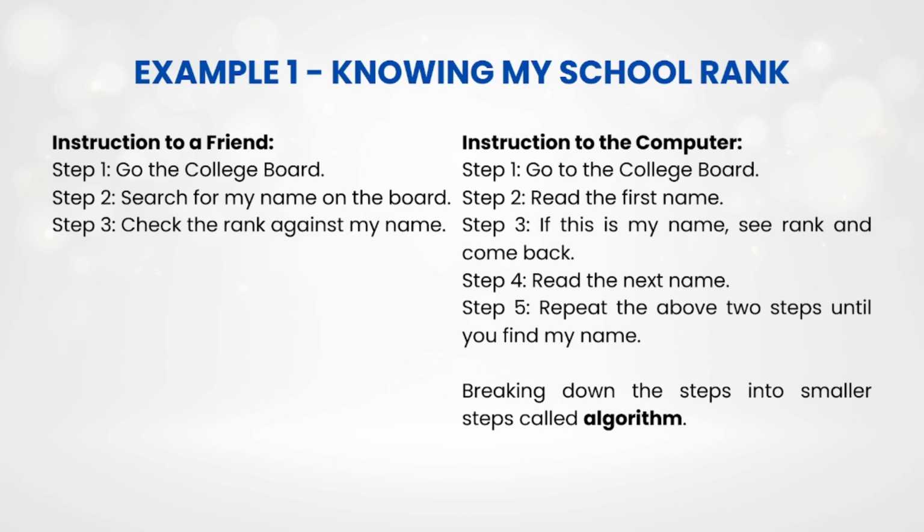But to a computer, the instructions must be much more detailed, like this. Step 1, go to the college board. Step 2, read the first name. Step 3, if this is my name, see the rank and stop. Step 4, if not, read the next name. Step 5, repeat until my name is found. So this shows how we break tasks into smaller, clear steps, what we call an algorithm.